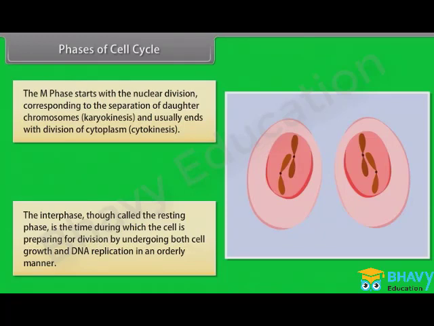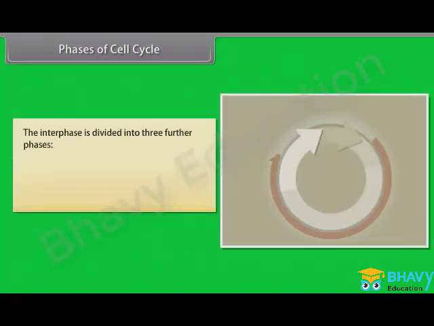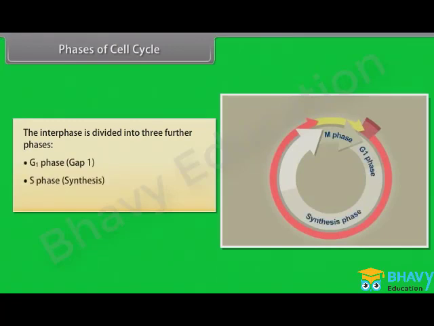First, let us know about various stages of interphase. The interphase is divided into three further phases: G1 phase or gap 1, S phase or synthesis phase, G2 phase or gap 2. Now let us know each in detail.